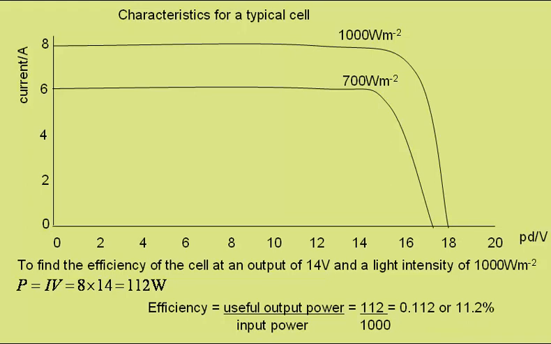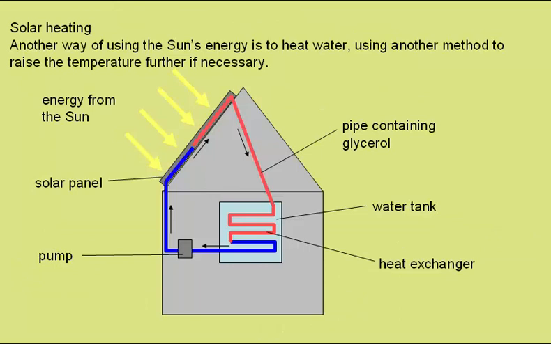Another way of getting the sun's energy is through solar heating. This is used to raise the temperature of water, and generally another method, for example a gas boiler, would be available to raise the temperature of the water further if necessary. Energy is saved by not having to use gas to raise the temperature of water all the way.